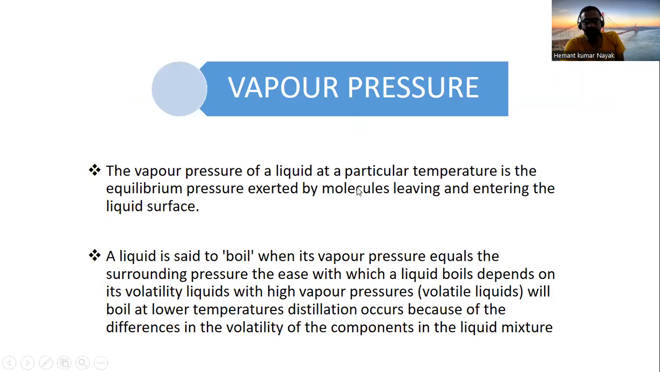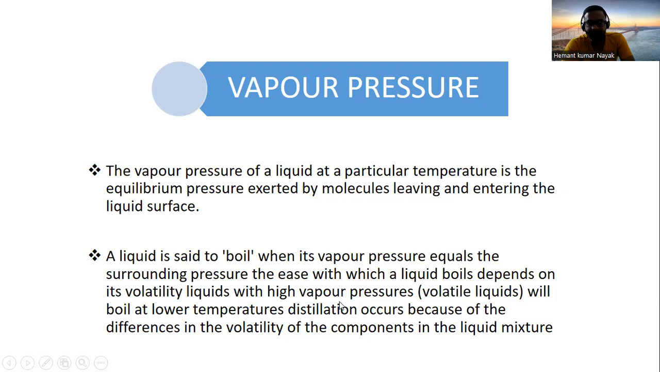The vapor pressure of a liquid at a particular temperature is the equilibrium pressure exerted by molecules leaving and entering the liquid surface. The liquid is said to boil when its vapor pressure equals the surrounding pressure. So when vapor pressure is equal to surrounding pressure, the liquid will start to boil. The ease with which a liquid boils depends on its volatility.